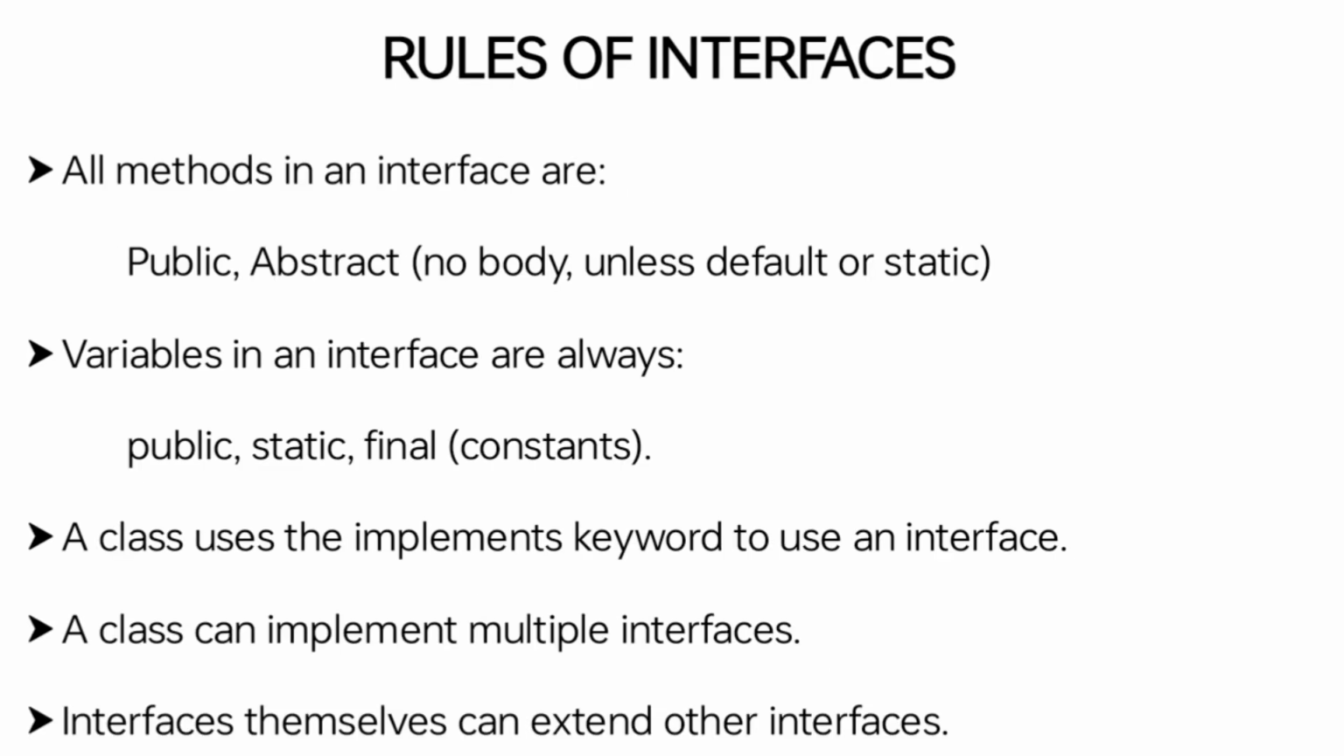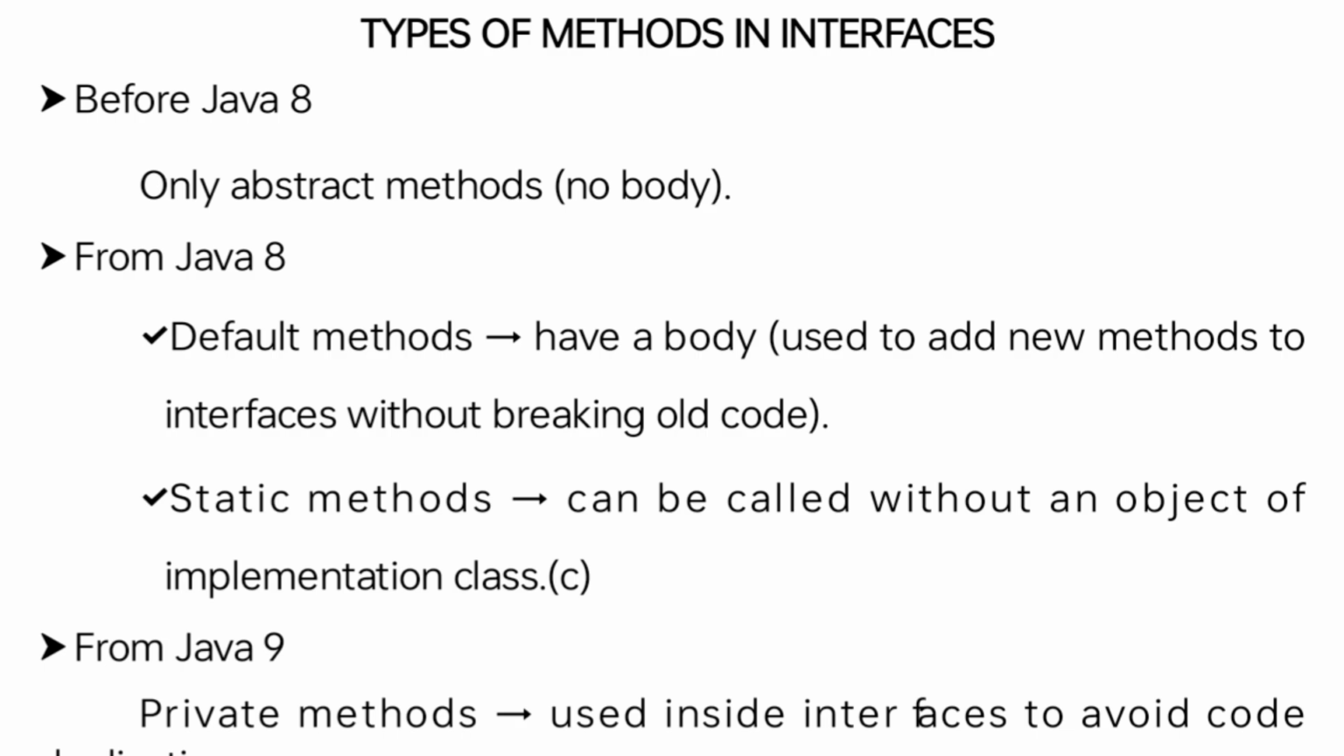Rules of interface. All methods in an interface are public and abstract. Variables in an interface are always public, static, final. Final means constants. A class uses the implements keyword to use an interface. A class can implement multiple interfaces also. Interfaces themselves can extend other interfaces also.